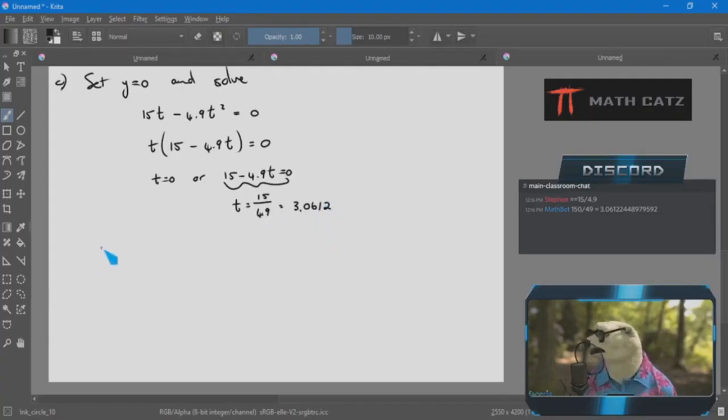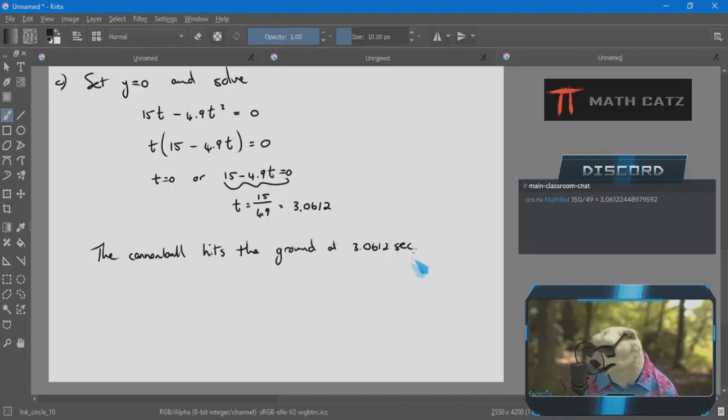So a little concluding sentence here is nice. The cannonball is what we're working with. The cannonball hits the ground at about 3.0612 seconds. And the first value that came out of this was, of course, the launch time. So some nice things you could do.